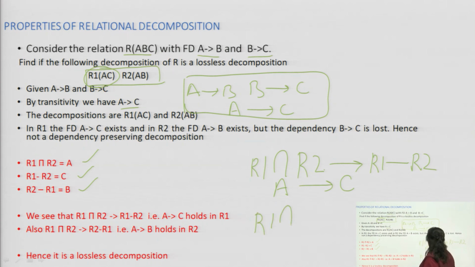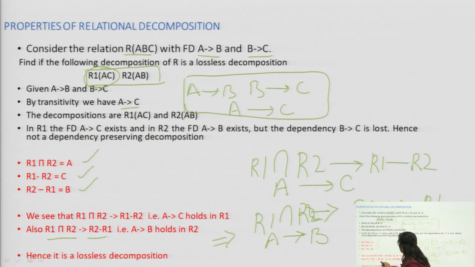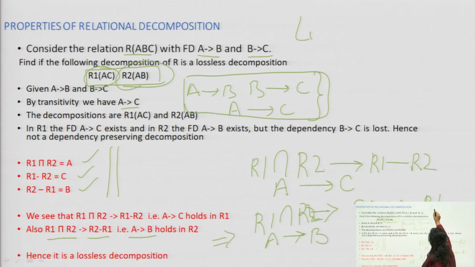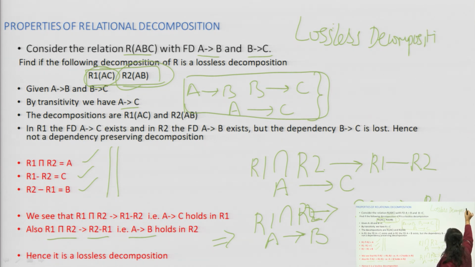Then let us see whether R1 intersection R2 determines R2 minus R1, which means A determines B, right, that is R1 intersection R2, that is A, determines R2 minus R1, that holds in R2. So, the functional dependencies that are given over here, from those we derive that at least one of these two conditions is present, and hence this is a lossless decomposition.